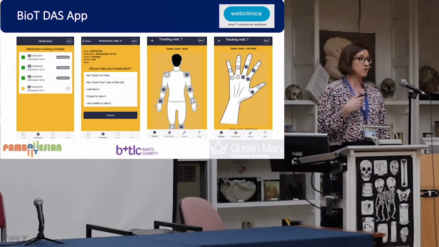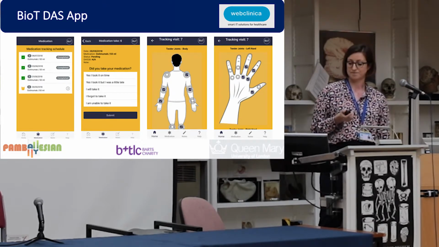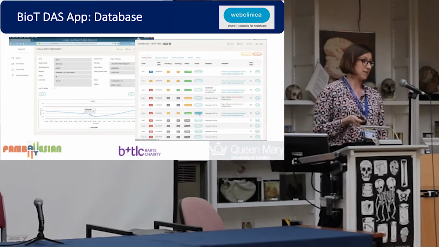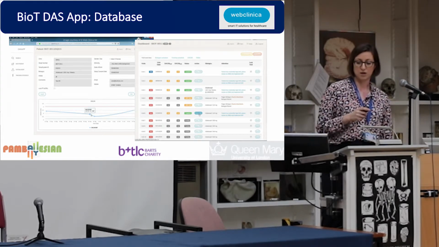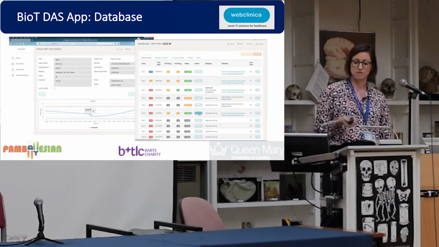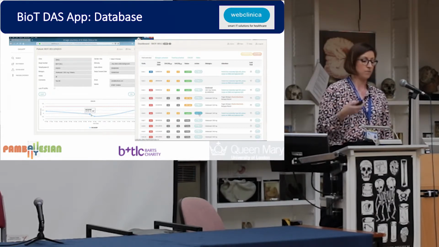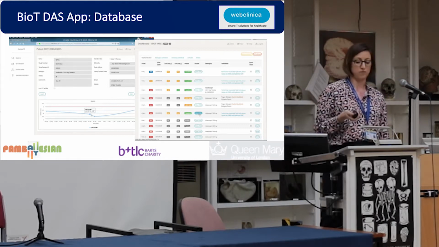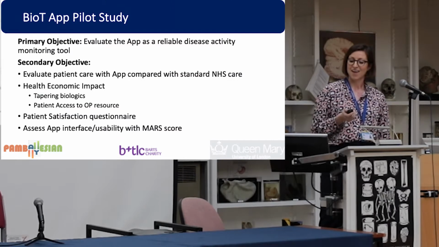Then they are asked to input their tender and swollen joint counts, so they have a body map where they can put in their tender and swollen joints as such. And this is what we see at our end, and if the patient logs in via a desktop computer, they can also look at this. So we can track their DAS over time, and we can see visit by visit what has been done and what's missing from the information, and we can also see whether or not we've changed the drug at all.